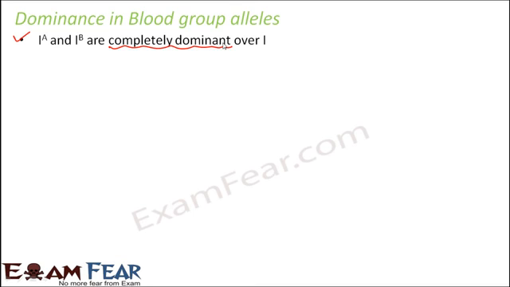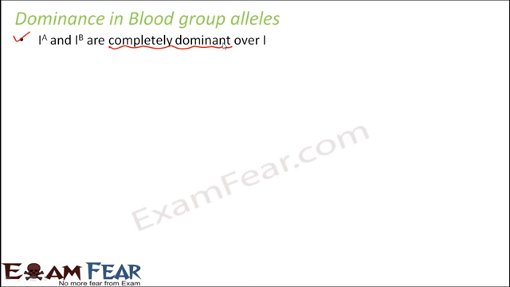So if you have a scenario where IAi is present, that means it is going to have blood group A. Similarly, if the genotype is IBi, that means it is going to have blood group B. So i is going to be the recessive allele. Correct? So IA and IB will be completely dominant over i.